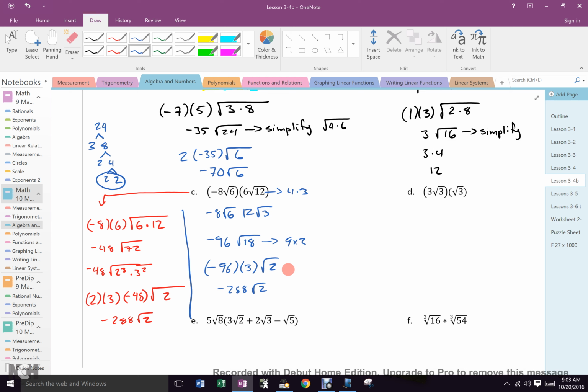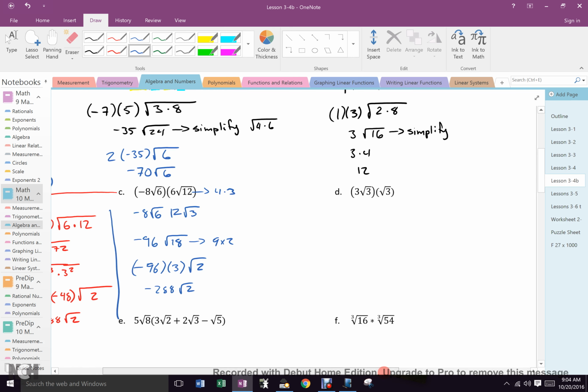Do I care which way you do this? No. But I warn you, as you get further and further along, there will be bigger and bigger numbers. For example, look at F. Do you want to try to simplify 16 times 54? Because that would be trying to factor 16 times 54, factoring 864. Yucky, right? So let's do a couple of these.